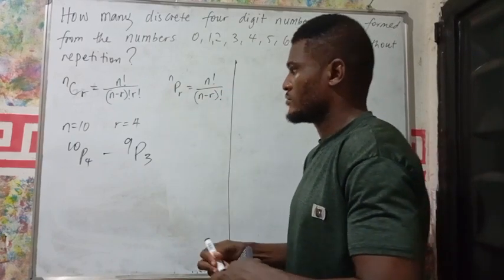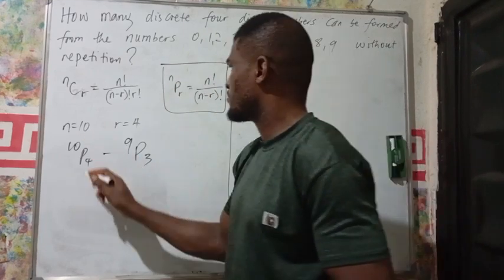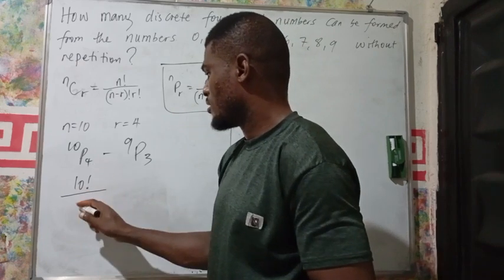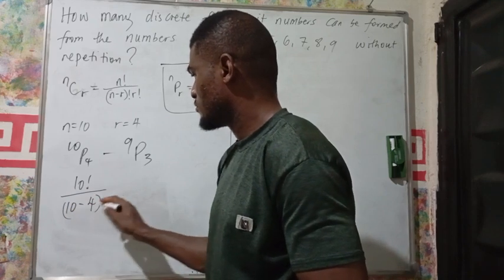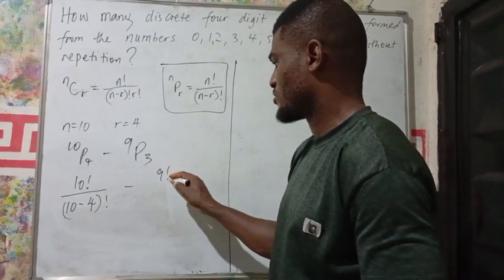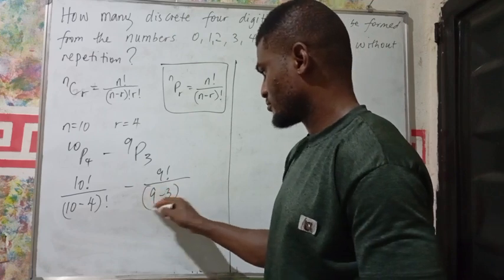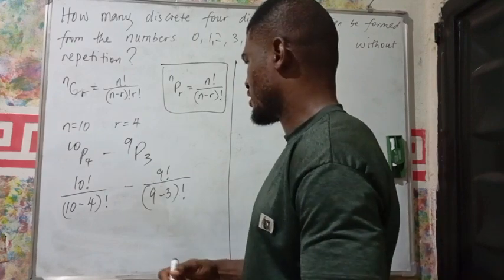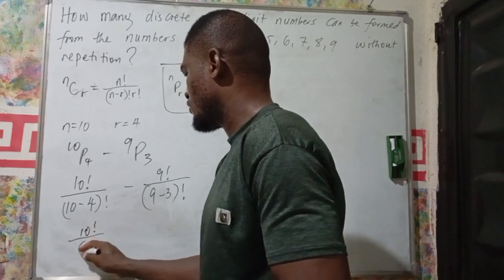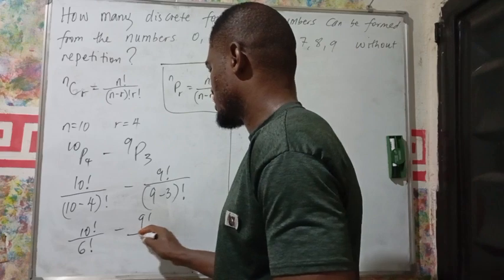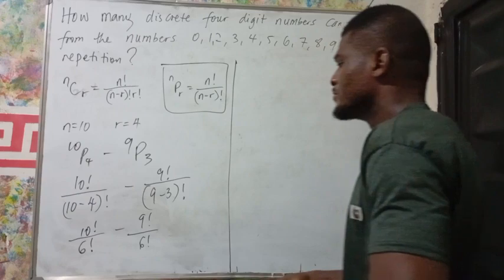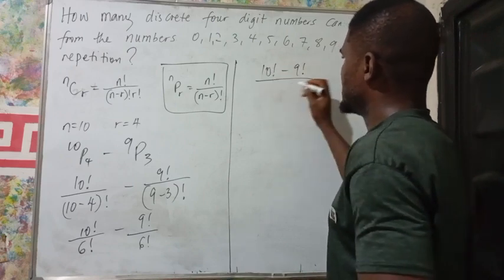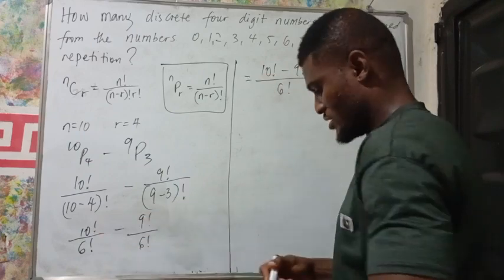Alright, so let's use this formula. In place of 10 permutation 4, we're going to say 10 factorial all over 10 minus 4 factorial, minus 9 factorial all over 9 minus 3 factorial. So what we have here would be 10 factorial over 6 factorial minus 9 factorial over 6 factorial. On the denominator we have the same thing, so we can just say 10 factorial minus 9 factorial divided by 6 factorial. That's what this would give us.